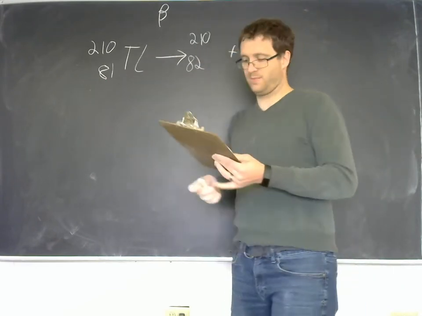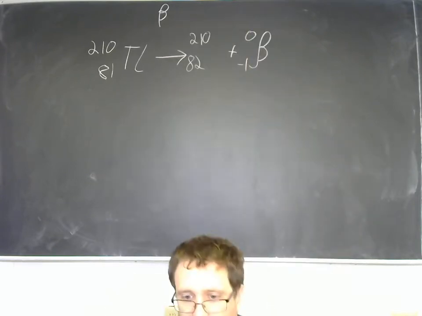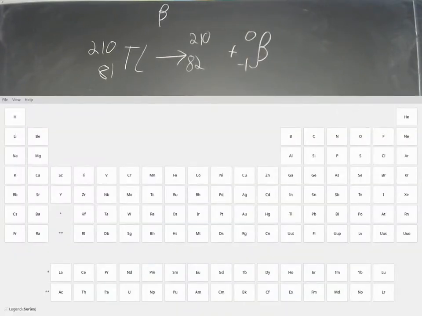So let's pull up the periodic table again. And here is, oh, sorry, that's not tellurium, that's thallium. So that TL is thallium, element 81, and we'll look at the one just right above it. That's lead, is 82.